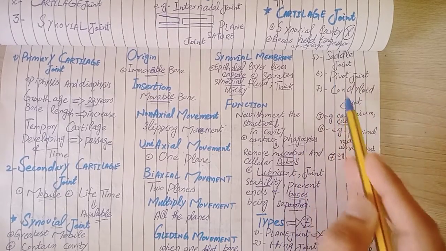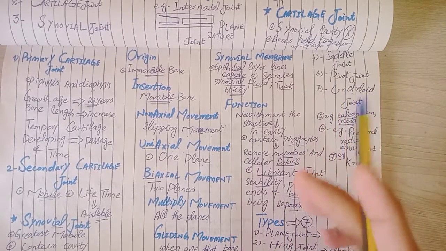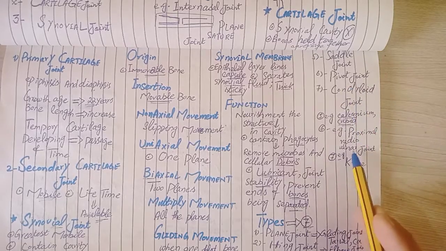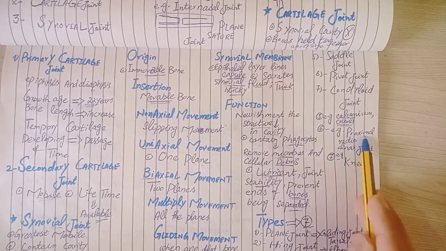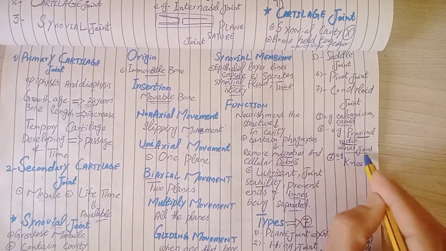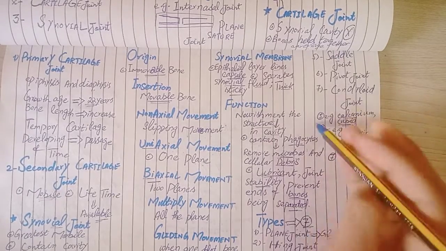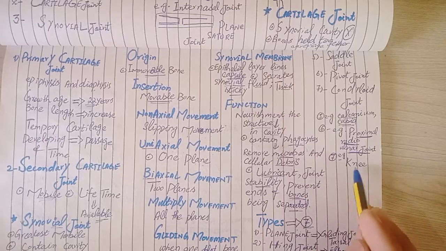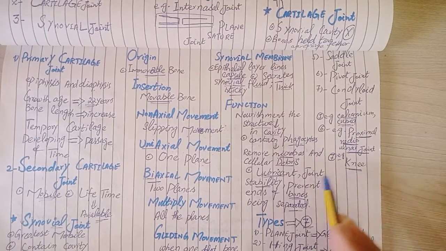Pivot joints are present in head movement and also in the proximal radioulnar joint. Condylar joints are present in the knee.